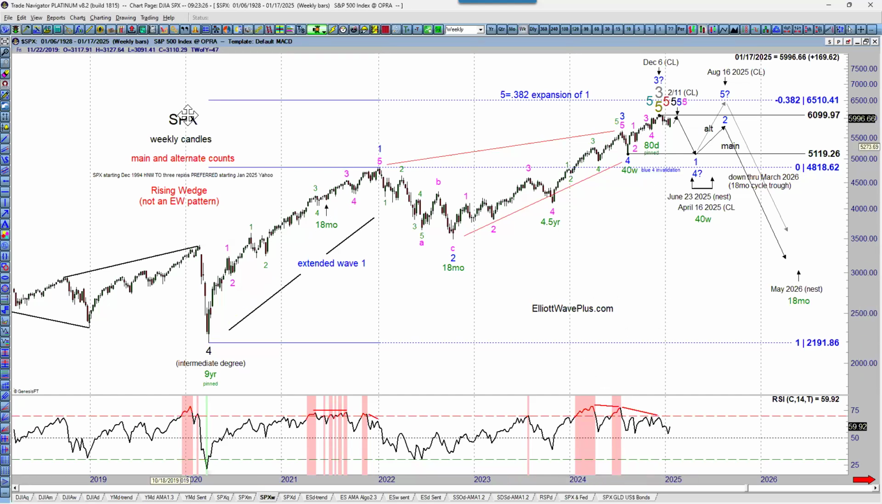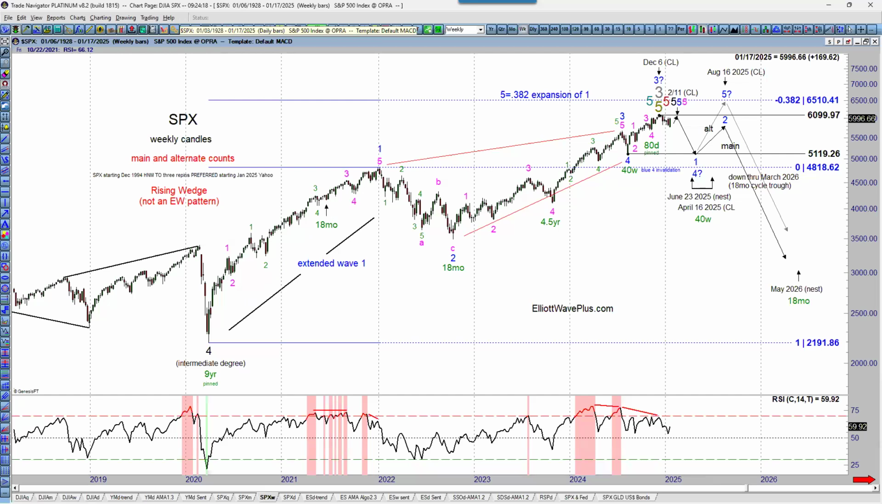On the weekly chart, you can see the main and alternate counts. The alternate allows for a new all-time high to occur approximately in the third quarter of this year, one more new all-time high. The way that would roll is a 1, 2, 3, 4, 5. The main count is that this is a rising wedge and it peaked here, and we're going to move down for a wave 1 down into mid-April. Then the move to the upside through mid-August would be corrective, and it would not make a new high. So there's the main and alternate.